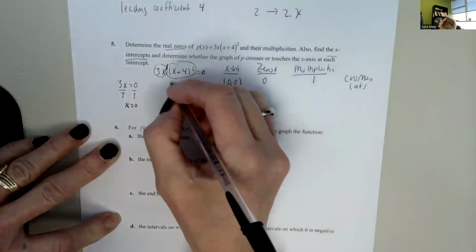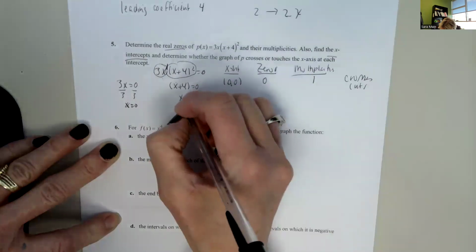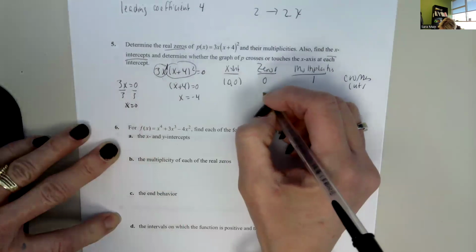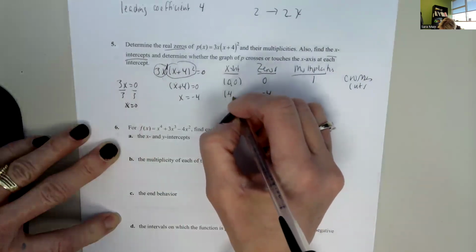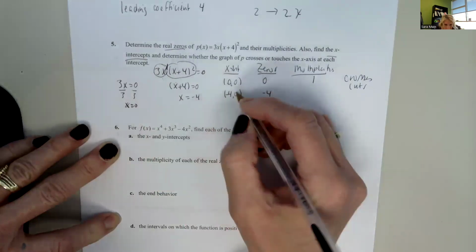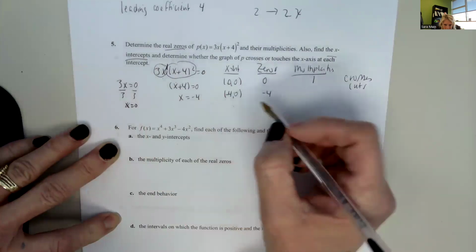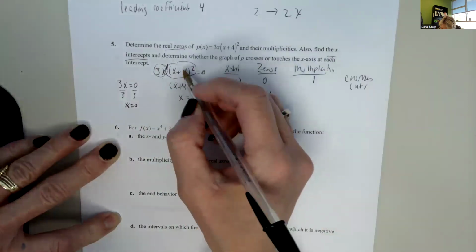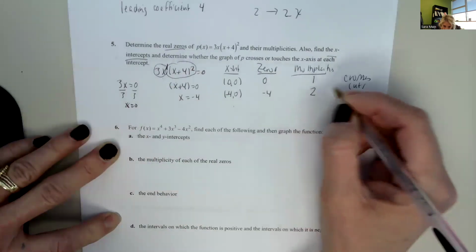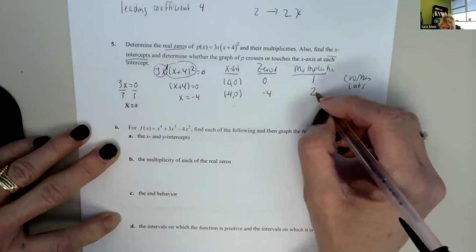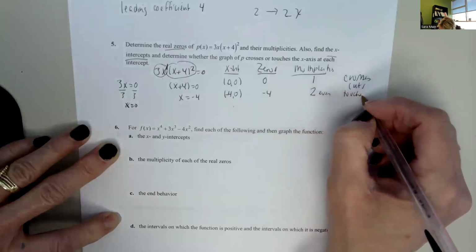Then for this other factor, x plus 4, we set that equal to 0 and we get x equal to -4. So that's one of our zeros, and that x-intercept is (-4, 0). See how they're the same thing? It's just the x-intercept written as a coordinate point. The exponent on that factor of x plus 4 is 2, so its multiplicity is 2. Because that is even, it touches at that point.